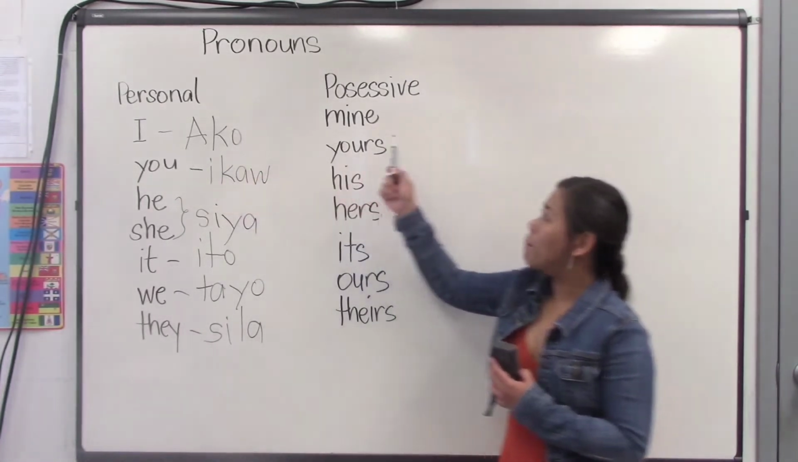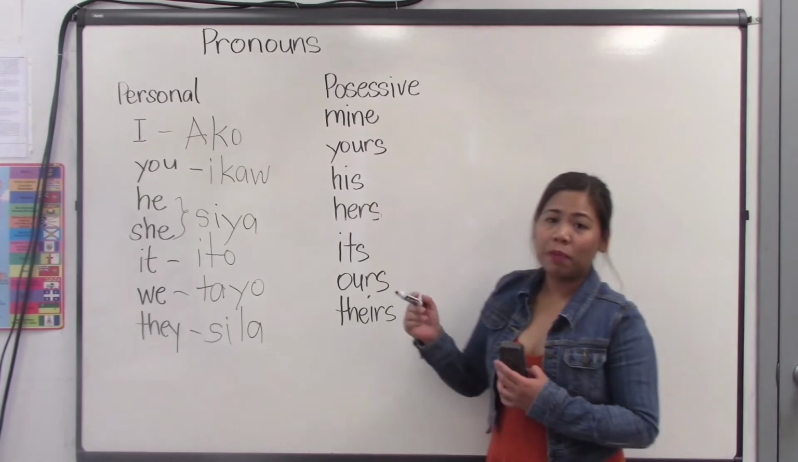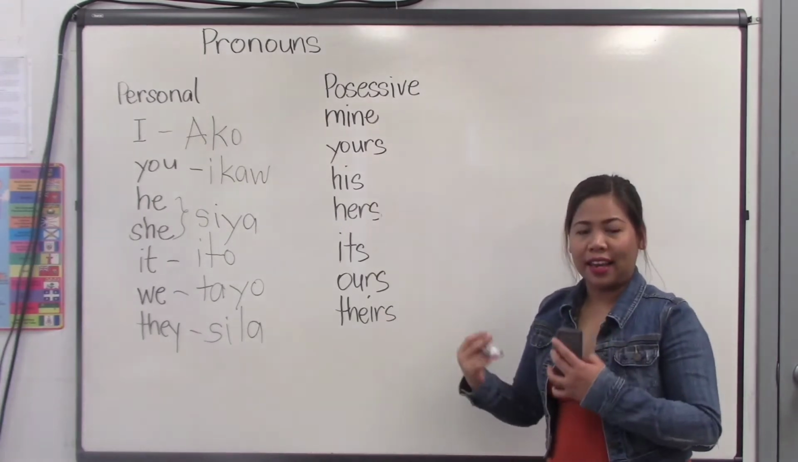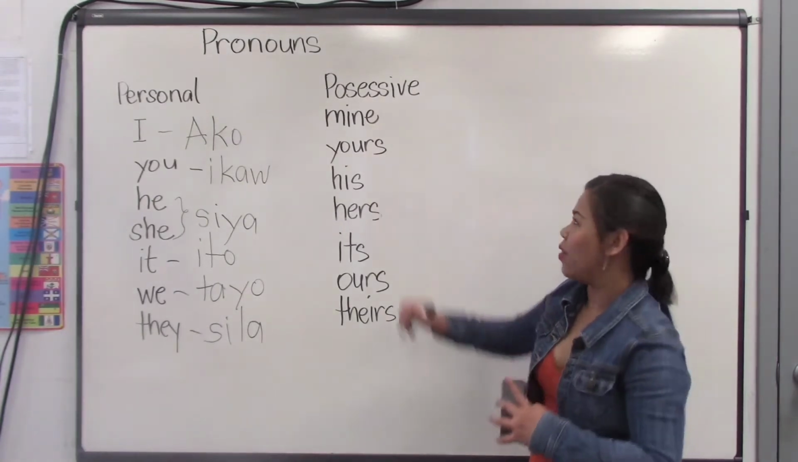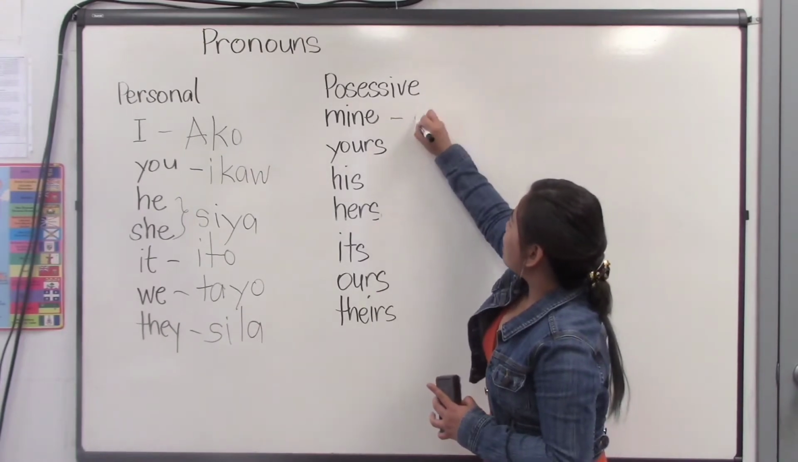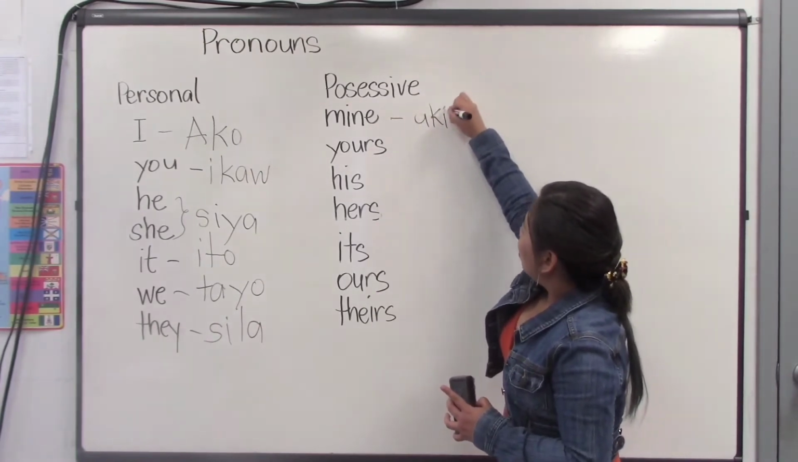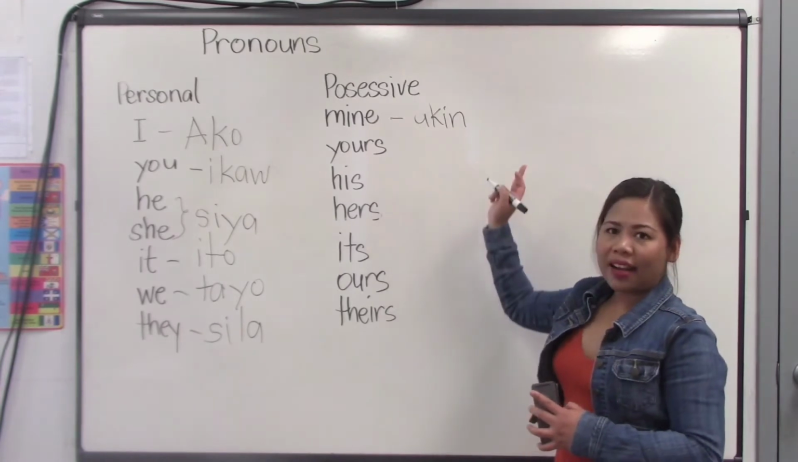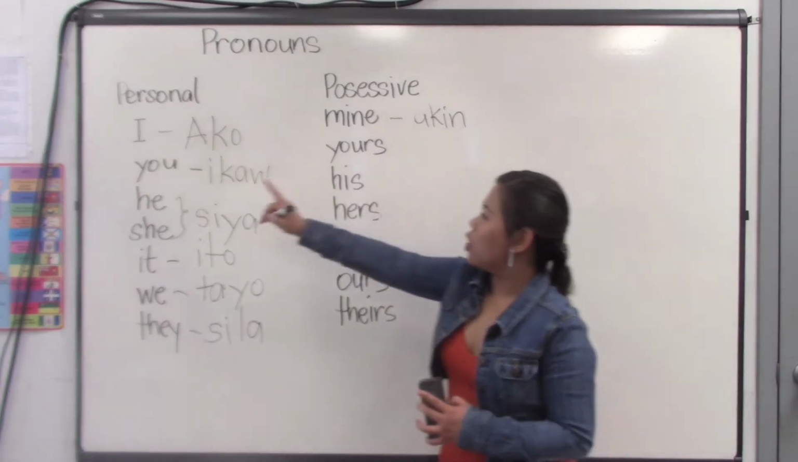I will become mine. Mine in Filipino is akin. A and then kin. How do you spell that? It's a and then kin. Akin.